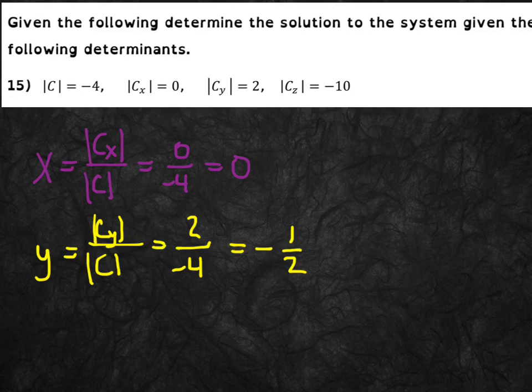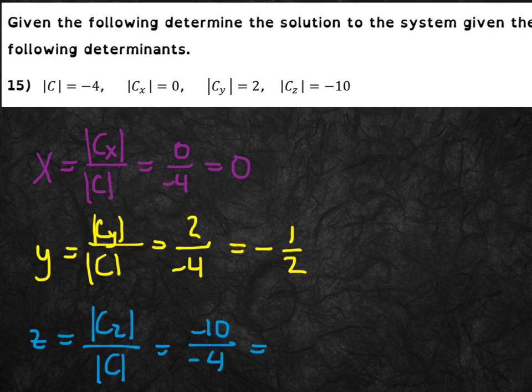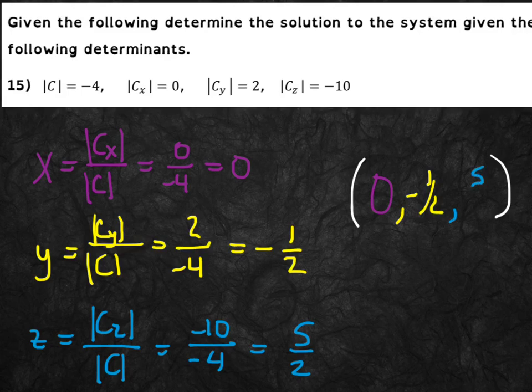And then the last one is going to be your z. So you're going to take the determinant of the coefficient with z replaced, divided by the coefficient matrix. So that's negative 10 divided by negative 4, which reduces to a positive 5/2. And so you're going to write the ordered pair for your solution, or triplet, excuse me. The first one is 0, comma, your y value, which was negative 1/2, comma, your z value, which is 5/2.